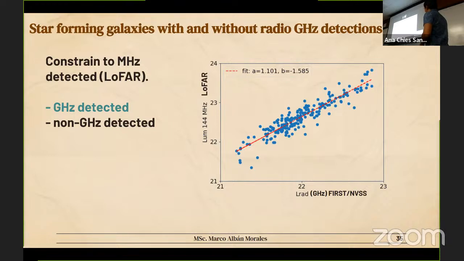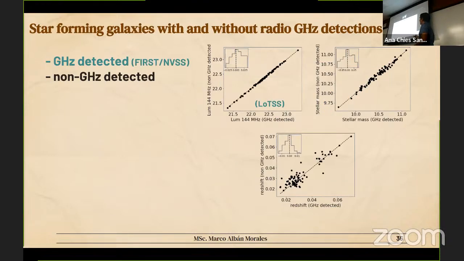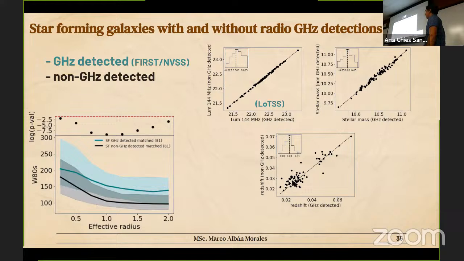So I am going to use this to correct for the non-detection biases by creating a control sample that has the same 144 megahertz luminosities and the same stellar mass. So basically, I create a twin sample, star-forming galaxies detected in gigahertz versus star-forming galaxies not detected in gigahertz. They have the same stellar masses, the same redshift, and the same luminosities in megahertz, and they still have increased kinematics at all annuli. So this is basically the radar profile of the W80 velocity width.